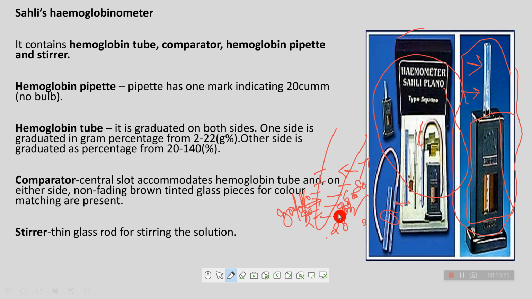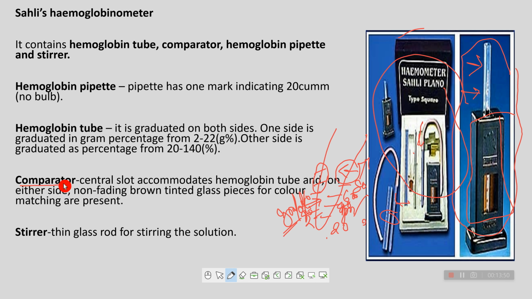Alright, so if we are giving the analysis of hemoglobin as gram percentage, we have to take the measurement from this side, and if we are giving the analysis in gram per deciliter, we have to give the analysis by this side. So this is the hemoglobin tube.